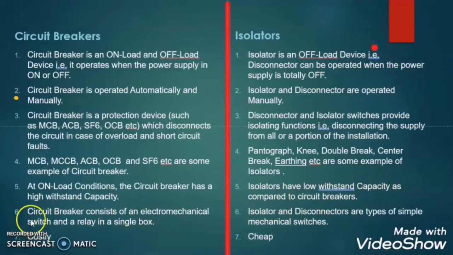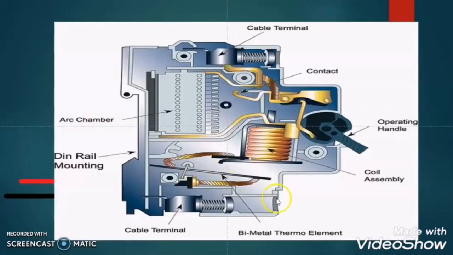Let us move to the other difference, that is difference number 6. A circuit breaker consists of electromechanical switches and a relay in the same box, but the isolator or disconnector is a type of simple mechanical switch. What does it mean? It means that when an overload current is passing through the circuit breaker, then the bimetallic strip of the circuit breaker will bend and it will trip the circuit.